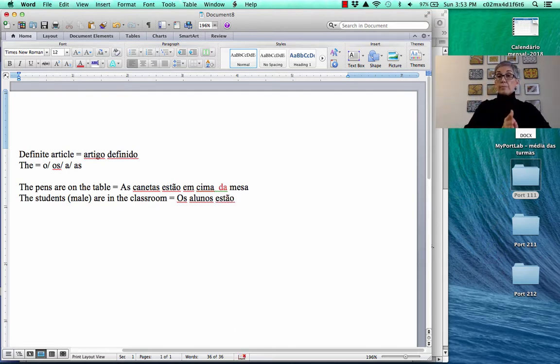So you have the preposition in and the article the, okay? So in Portuguese, you have to find out how do you say in? It's the preposition em. And then the classroom, a sala de aula. So you cannot leave the preposition and the article like this, okay? So what are you going to do? You're going to combine the preposition with the article. Eles estão na sala de aula.